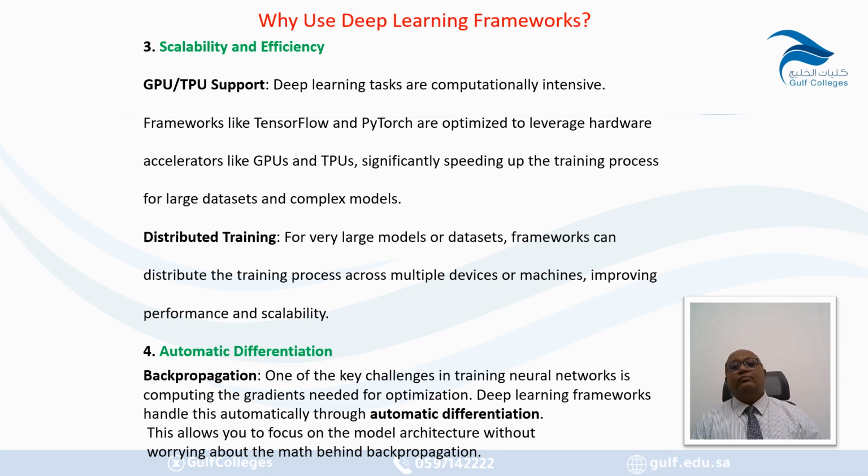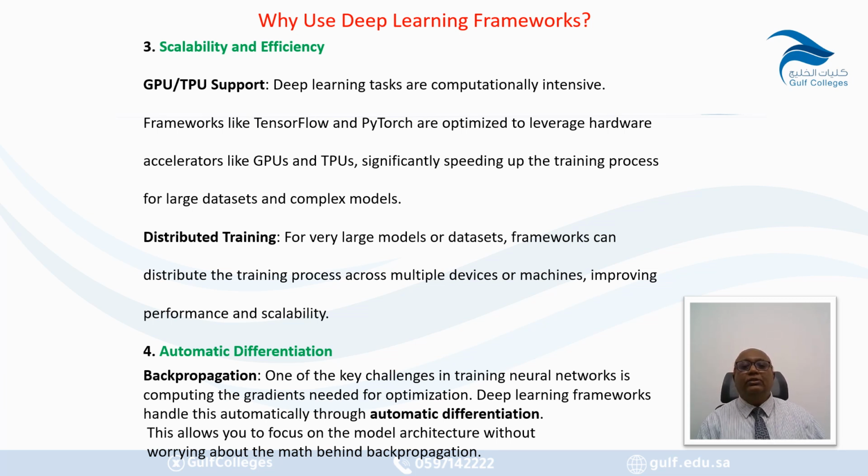Third point, scalability and efficiency. GPU and TPU support. Deep learning tasks are computationally intensive. Frameworks like TensorFlow and PyTorch are optimized to leverage hardware accelerators like GPUs and TPUs, significantly speeding up the training process for large datasets and complex models. Distributed training is for very large models or datasets. Frameworks can distribute the training process across multiple devices or machines, improving performance and scalability.